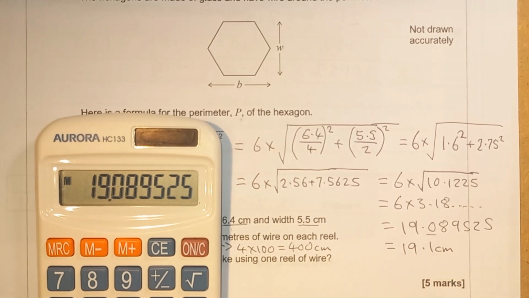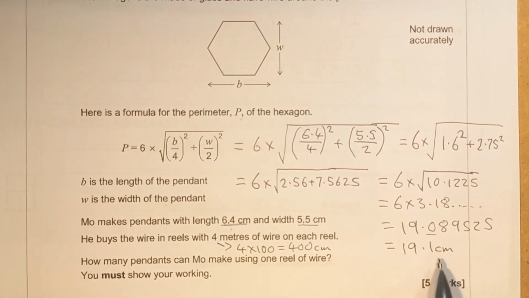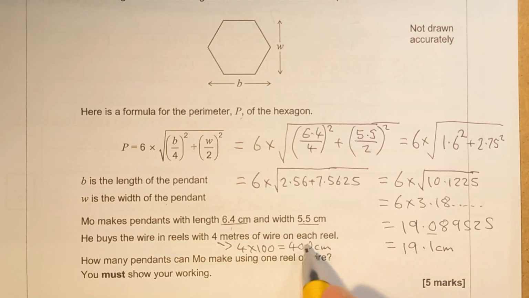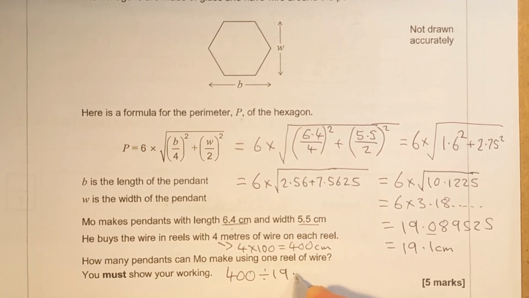centimetres. Actually, my guess of 20 centimetres was a complete guess, nothing to do with anything. It isn't too far off, but that wasn't me being clever, that was just luck. So the perimeter of one of those pendants is 19.1 centimetres. We want to know how many of those we can get from a reel of 400 centimetres. So we want 400 divided by 19.1.